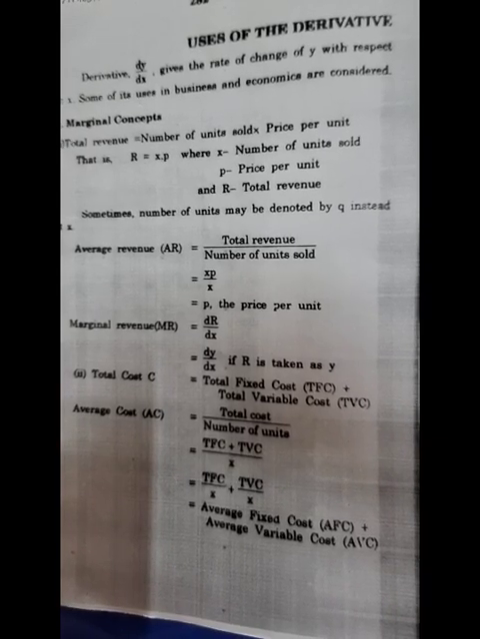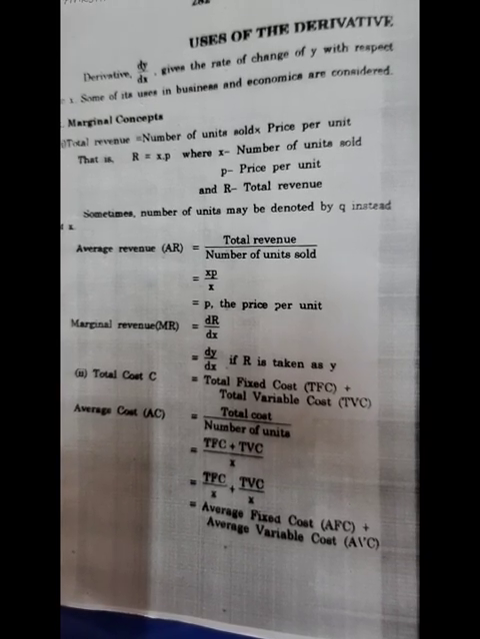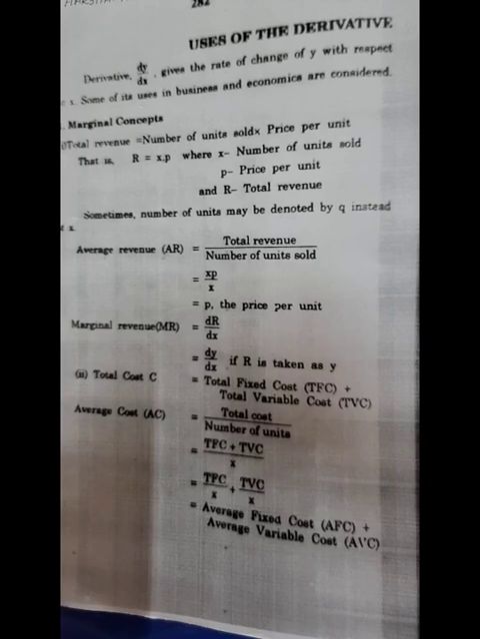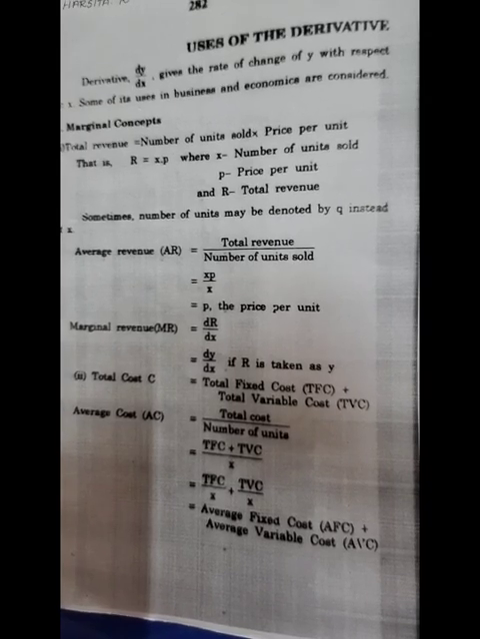Marginal revenue MR is equal to derivative of r divided by derivative of x. Here when r is taken as y, it is derivative of y divided by derivative of x.